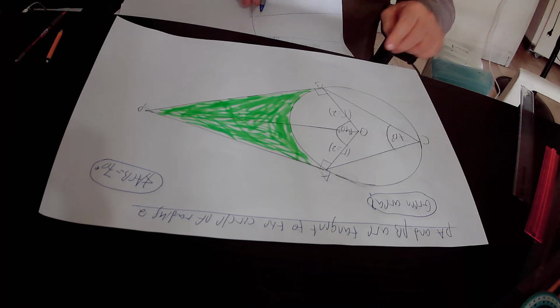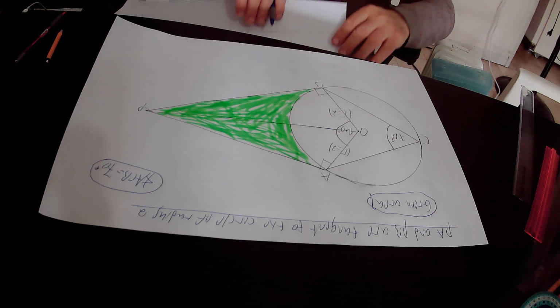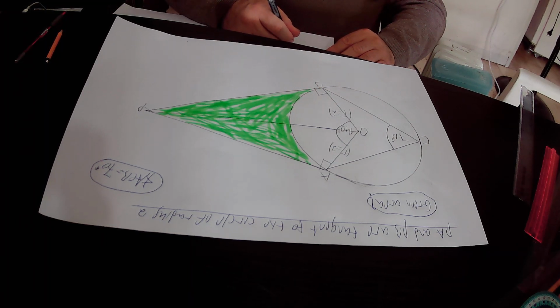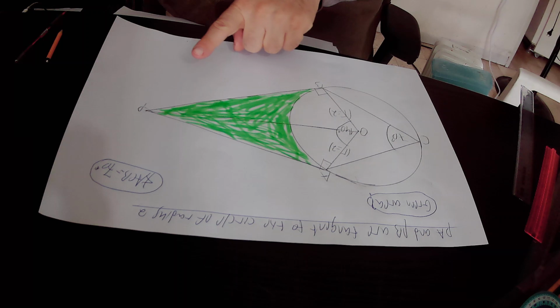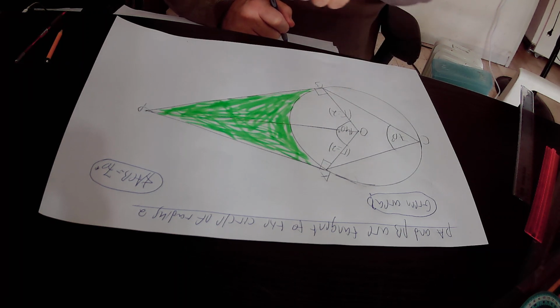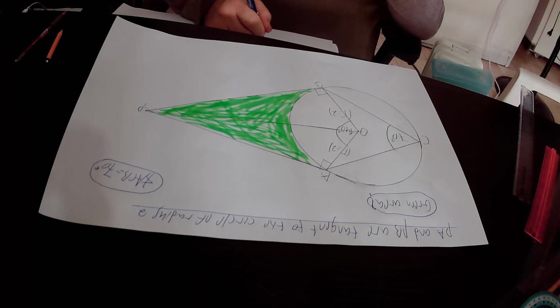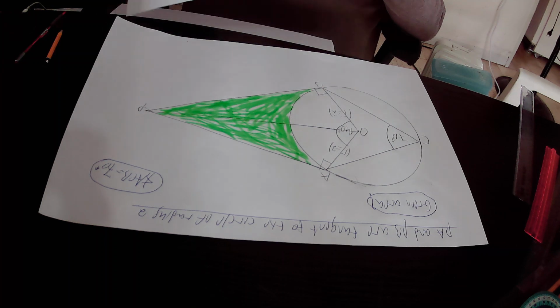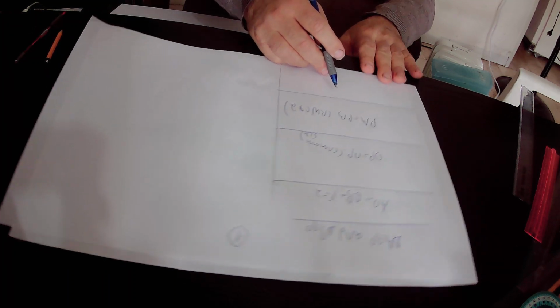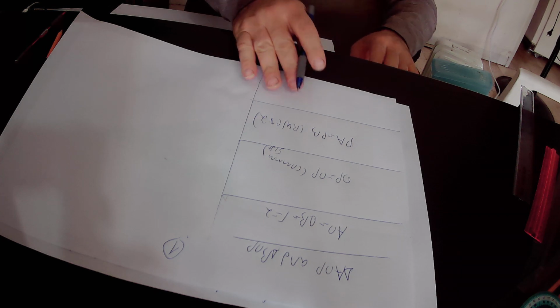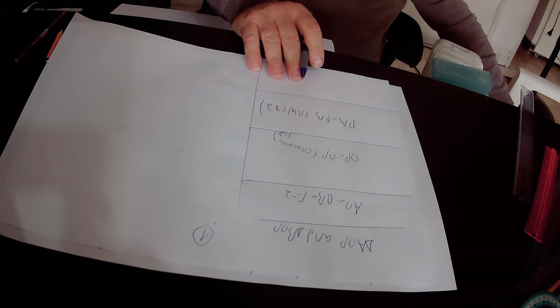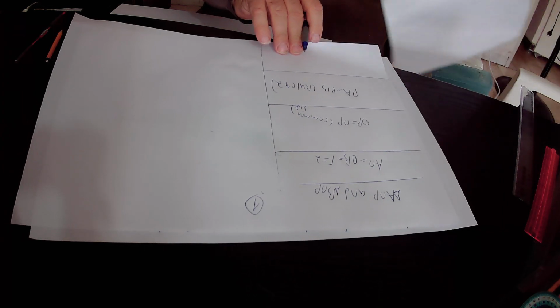And finally, side PA of the right upper triangle, triangle POA, is equals to side PB of the right lower triangle, triangle POB, according to rule 2. PA equals to PB according to rule 2. I will remind you quickly what is rule 2.